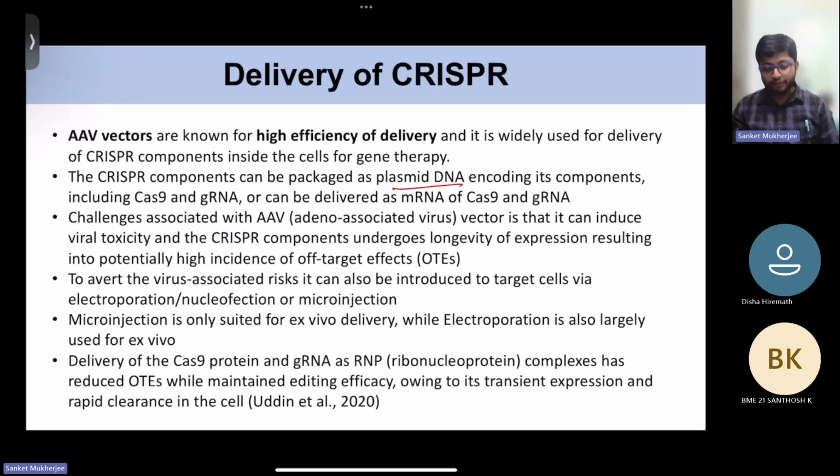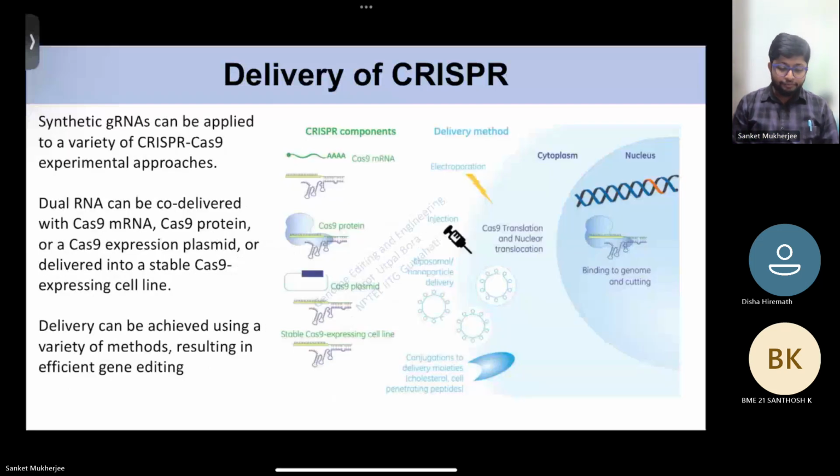For ex vivo delivery, there is microinjection and electroporation. Then there is the delivery of Cas9 protein and the guide RNA as a ribonucleoprotein complex. That is also there. So as you can see in this slide, there are multiple CRISPR components which can be delivered through multiple methods into the cell. This cell could be a eukaryotic cell, like a human cell line, and when they get inside it, it will be transcribed and translated, and they will function according to your needs.